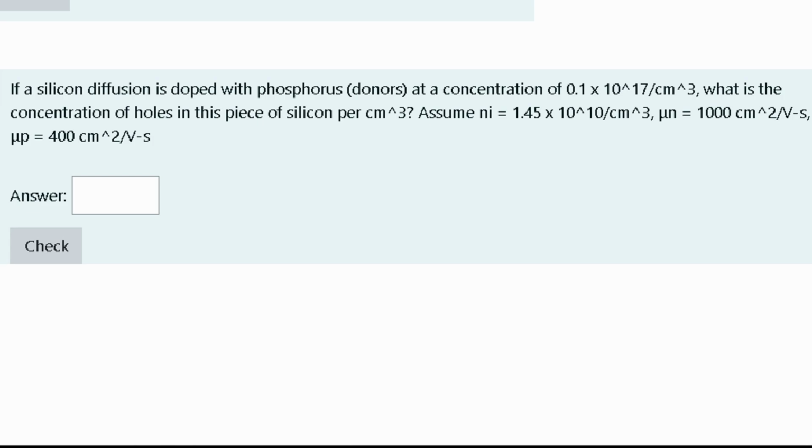If a silicon diffusion is doped with phosphorus donors at a concentration of the following graphs, what is the concentration of holes in this piece of silicon per cubic centimeters? Now we can assume Ni. We also have a micro N and a micro P. We can use the notes that are in that description below the like button.